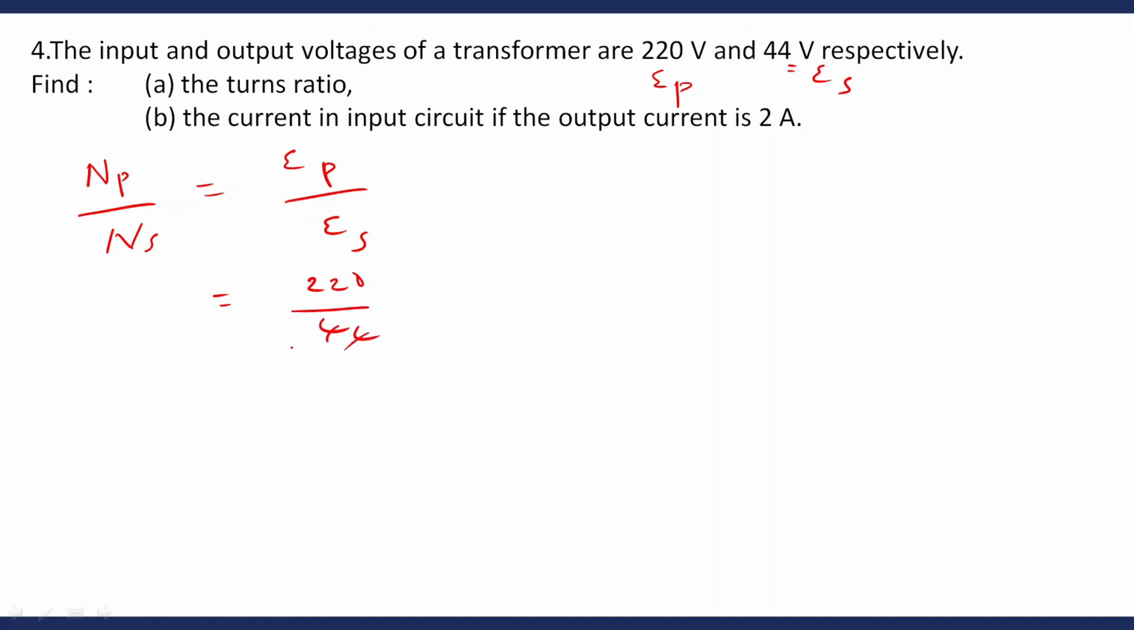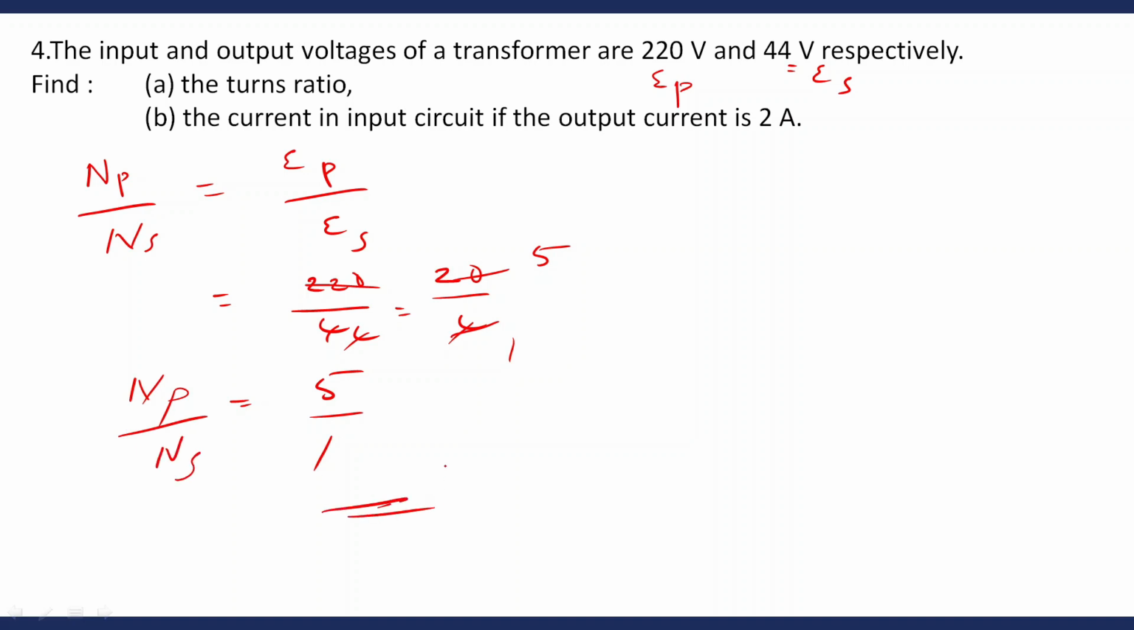So what will you get now? I will use the 11 table. 11 twos are 22, 11 fours are 44, that is 2 ones are 2, 4 ones are 4, 4 fives are 20. We get here 5 by 1, to say that the ratio of the turns of the coil Np by Ns is 5 to 1.